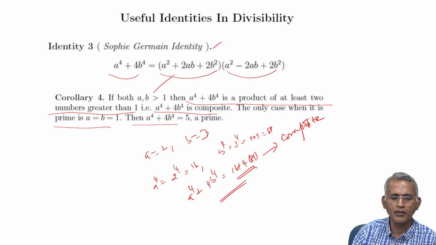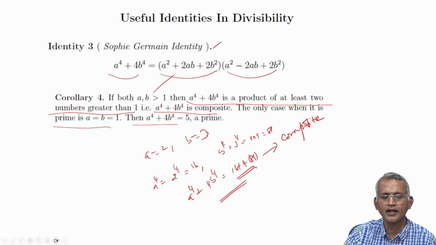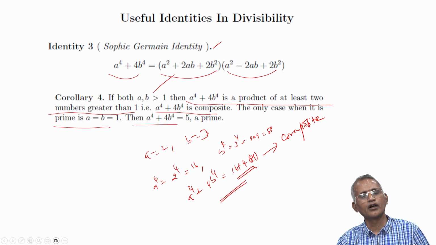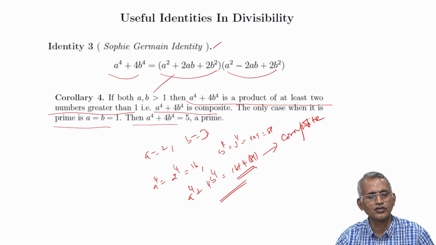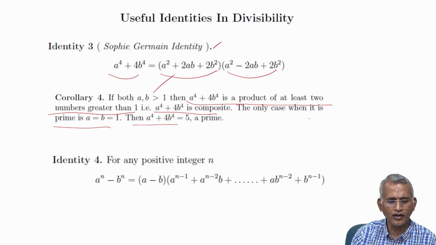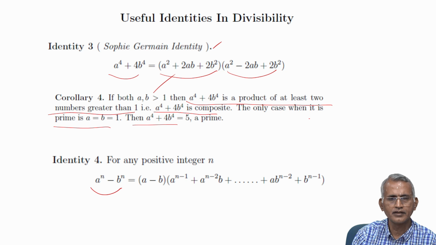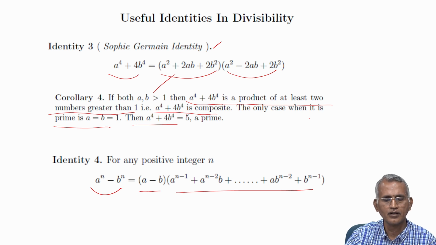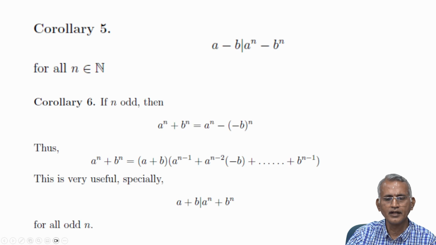If A, B is 1, then it becomes 5, and 5 is a prime. Except that, everything will be true for this equality, which is called the Sophie-Germain identity. Next identity: for any positive integer n, A power n minus B power n is (A minus B) into (A power n minus 1 plus A power n minus 2 and so on, up to B power n minus 1). Already we proved this by mathematical induction, and it will be very useful.